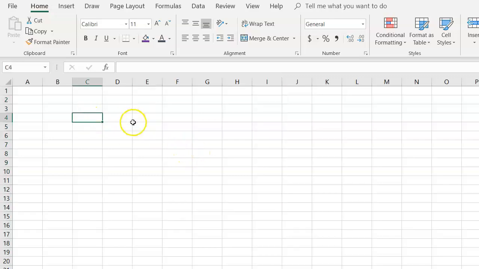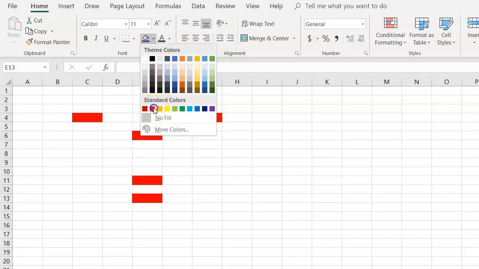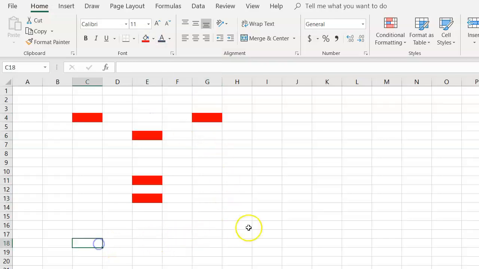So I would choose this cell, this cell, this cell, this cell, this cell. Okay, this makes a group of non-contiguous cells, and I'm going to go ahead and put a fill color behind them so we know what cells I've chosen.